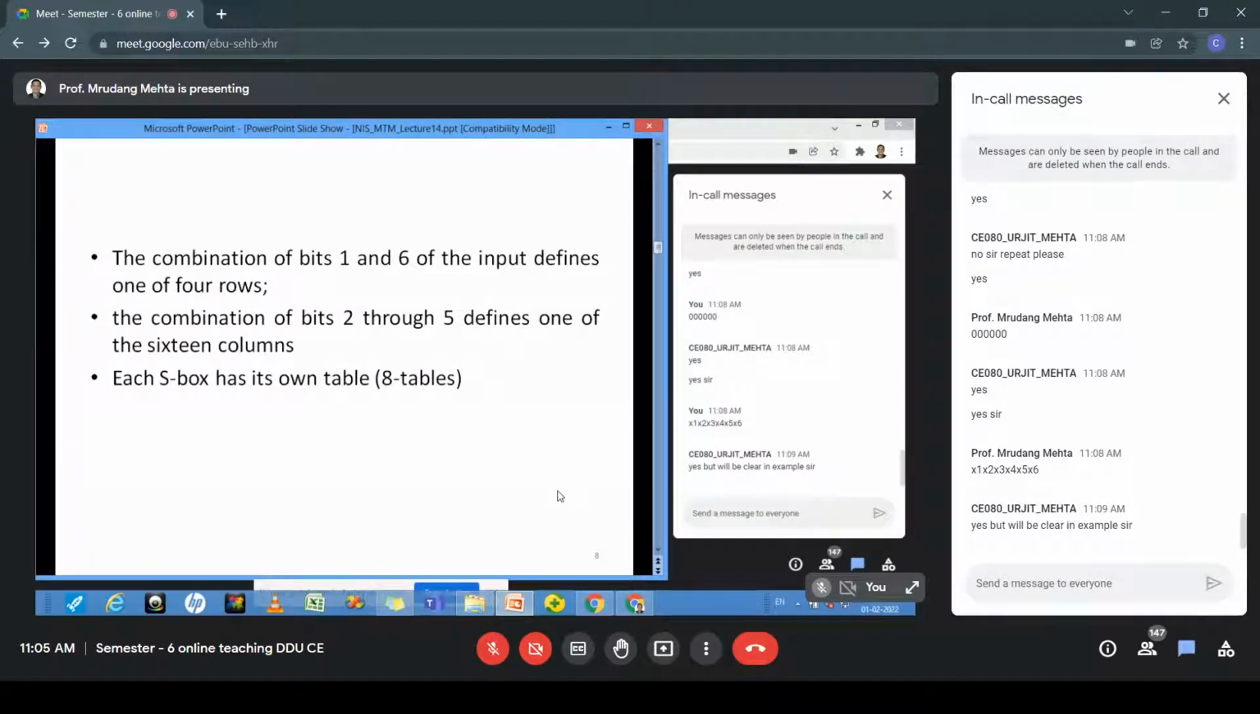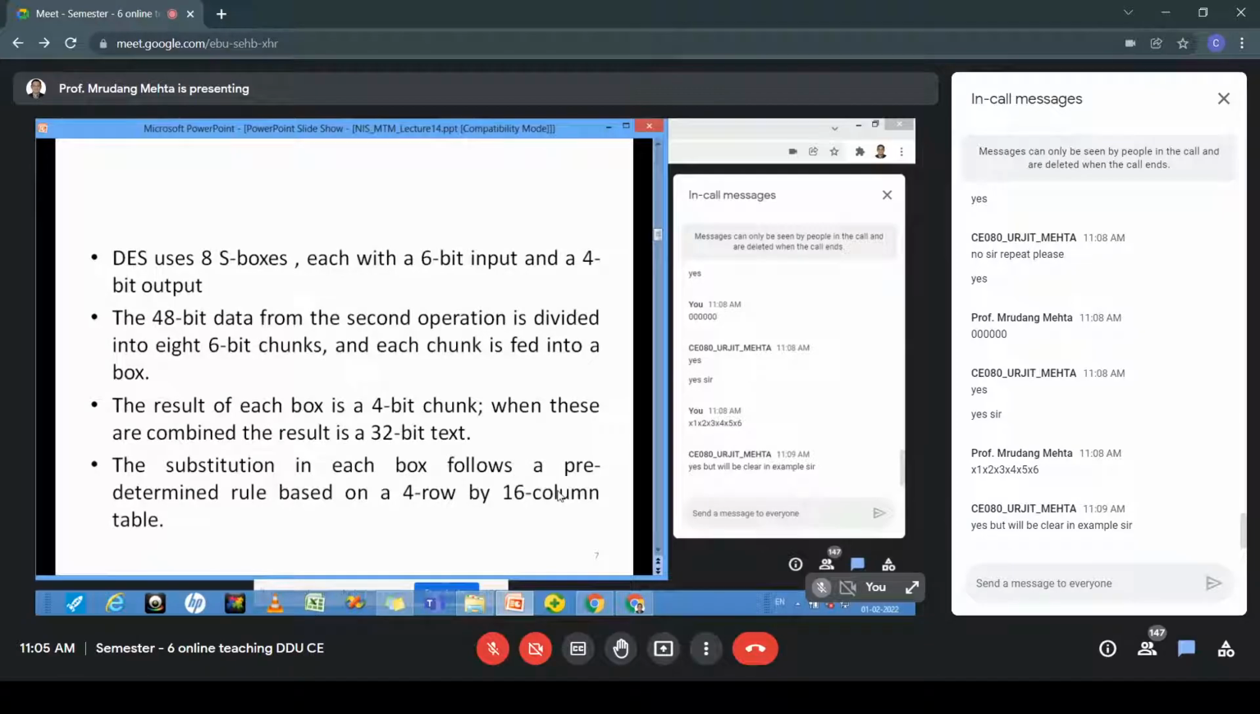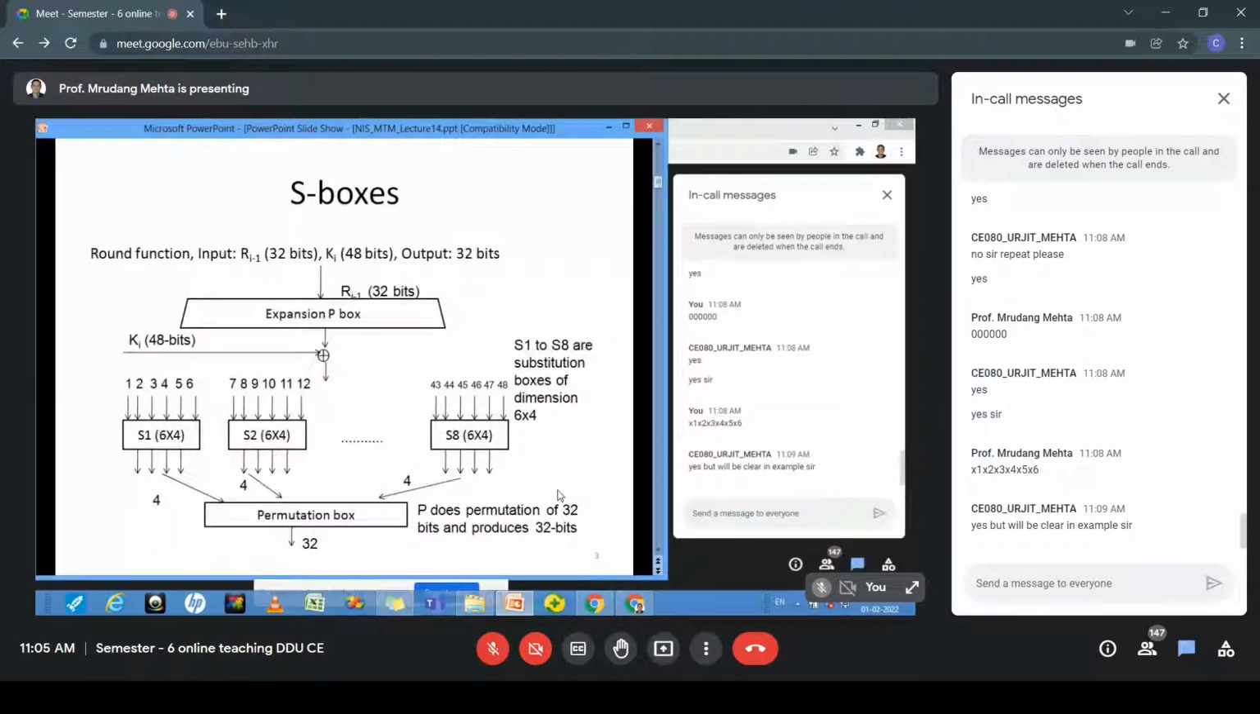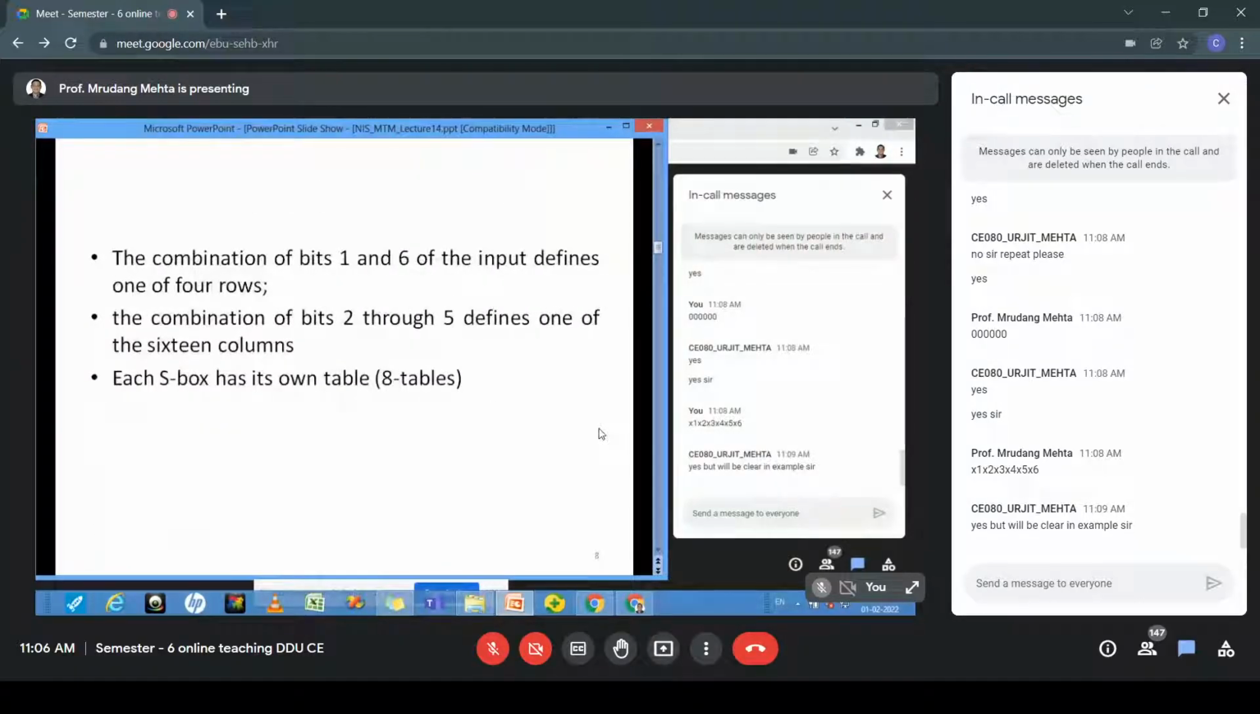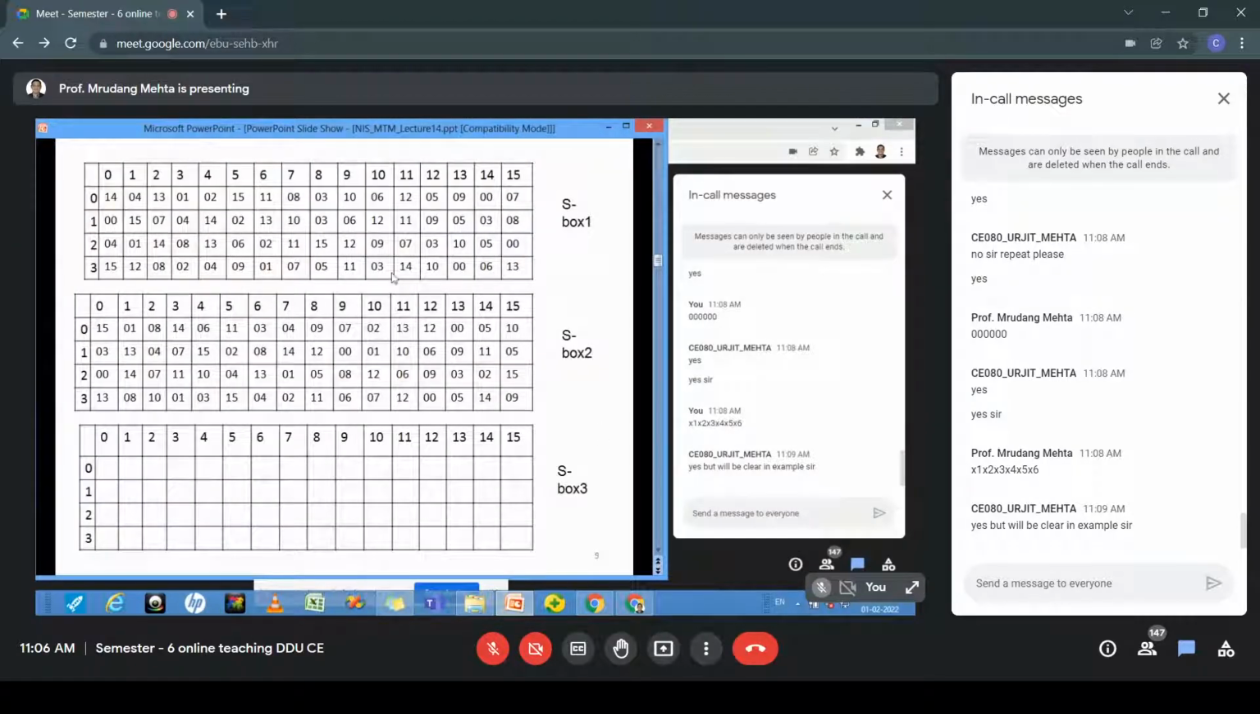Okay, we will have an example. It will be followed by this slide. Each S box has its own table. So these S boxes that you are seeing over here, S1, S2, up to S8, each box has its own table. That table we will see. You can see this table, S box 1. How many entries does S box 1 have?